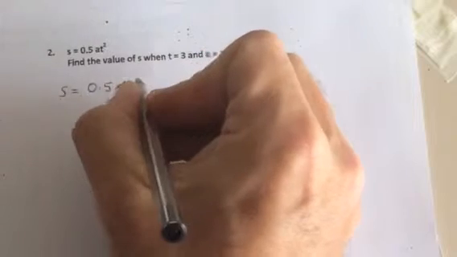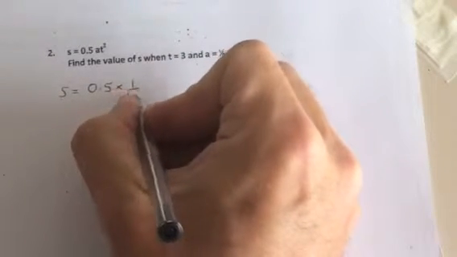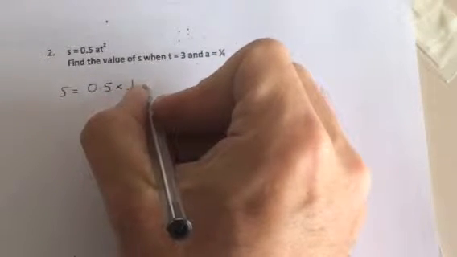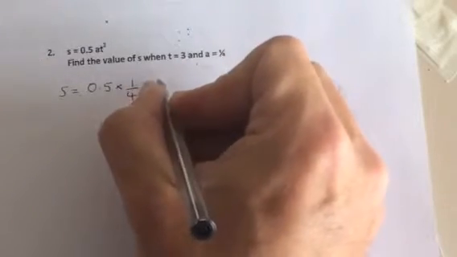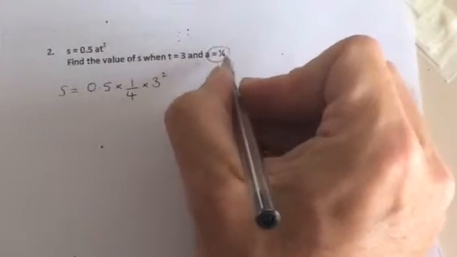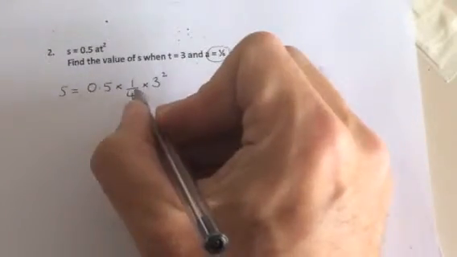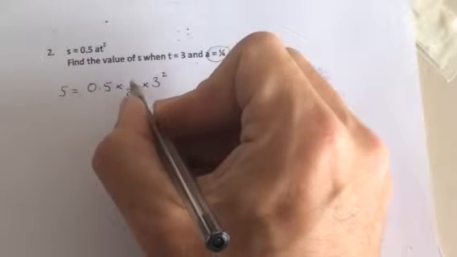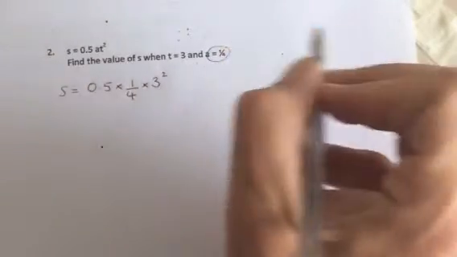times A, which is a quarter, times T squared, which is 3 squared. Now just notice how I've written a quarter there. I don't like the way it's written there. Oblique fractions make things difficult. Write your fractions nice and clearly there with a top, a line and a bottom.